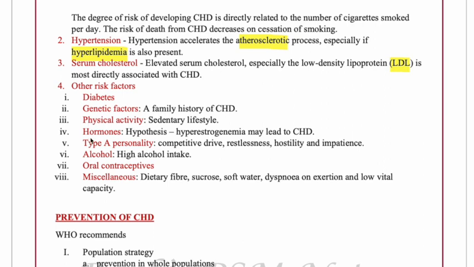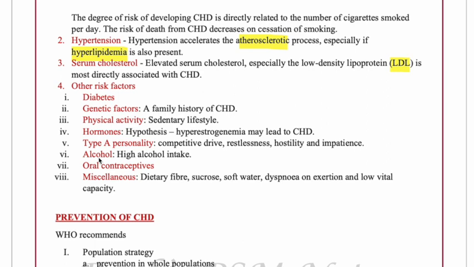Fourth point is hormones. It's a hypothesis that hyperestrogenemia may lead to atherosclerosis and its complications such as CHD, stroke, etc. The fifth point is type A personality. Type A behavior is associated with competitive drive, restlessness, hostility, and impatience, and they are more prone for CHD than the calmer type B individuals.